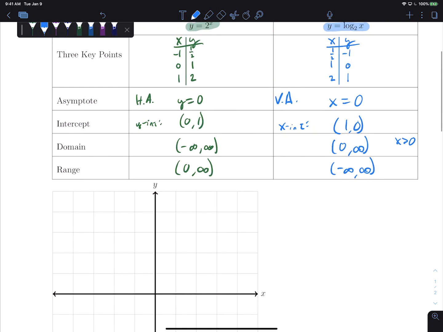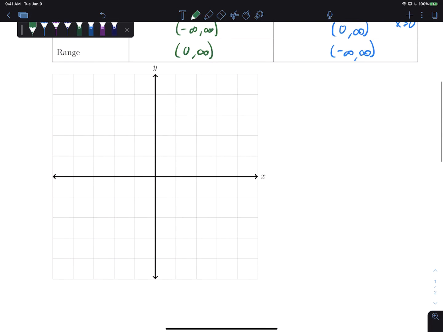I'm going to go ahead and graph the first one. The 3 key points were (-1, 1/2), (0, 1), (1, 2). And we had a horizontal asymptote of y equals 0. Now there will be another point here, here, here, here, here, just to help me graph this a little bit better. Good deal. Now, that is the y equals 2 to the x function.